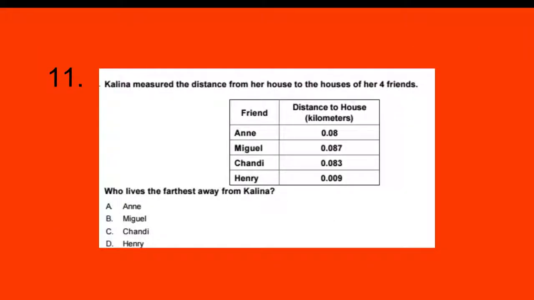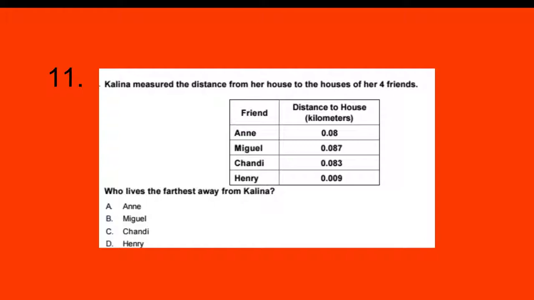All right, the next question we're going to talk about is number 11. Number 11 says, Kalina measured the distance from her house to the houses of her 4 friends. The chart says friend, distance to house in kilometers. Anne is 800 thousandths away. Miguel is 87 thousandths away. Shandy is 83 thousandths away. Henry is 9 thousandths away. Who lives the farthest away from Kalina?